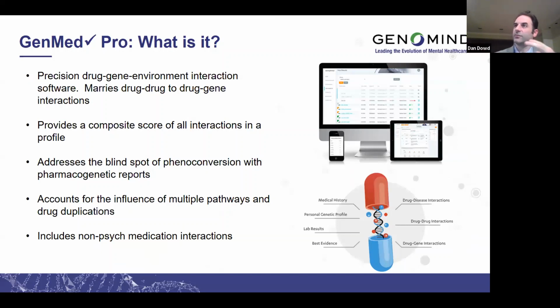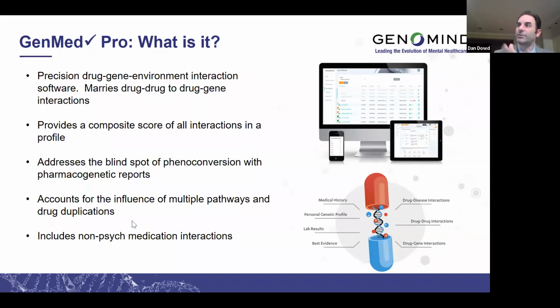What I mean by that is if you've used a drug interaction checker in the past, you probably noticed that it breaks interactions out into pairs. Even if you enter 6 drugs into a profile, it will say A interacts with B and A interacts with C, but it doesn't tell you how everything interacts with everything. Our tool does that. It gives you a composite score. So if you remove one drug, it will change the outcomes for all of the drugs. We talked about phenoconversion. This tool addresses the blind spot of phenoconversion within pharmacogenetic reports, because this tool comes with every report. Every pharmacogenetic report you get gives you access to this software.